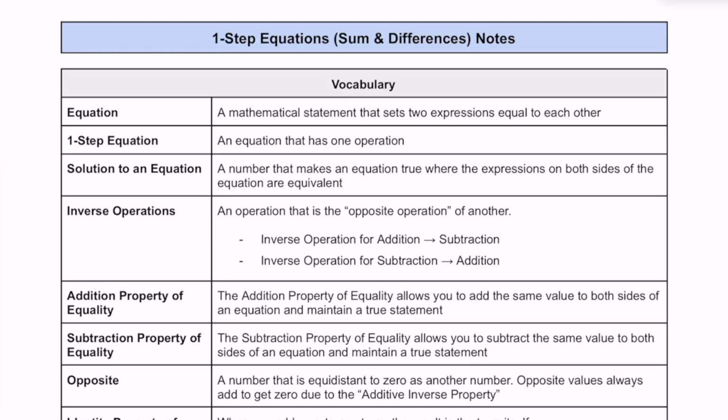Let's learn about how to solve one-step equations, and while there are different types of one-step equations, we're going to be specifically focusing on ones that have sums and differences, or adding and subtracting as the operations in them, okay? So first of all, what is an equation?